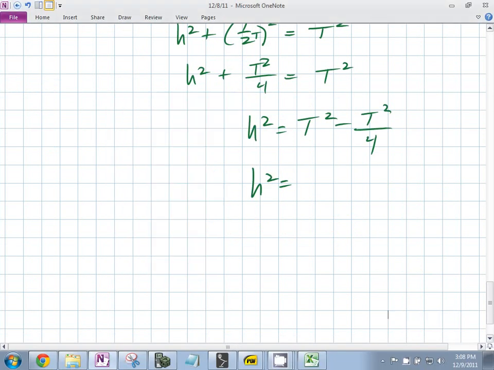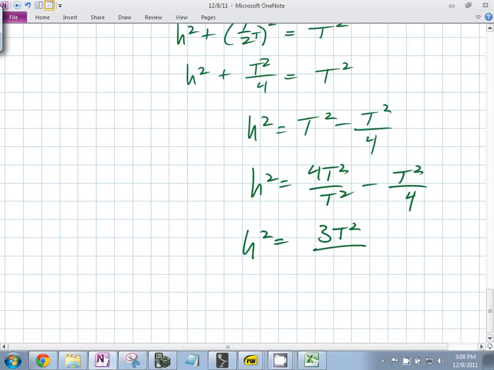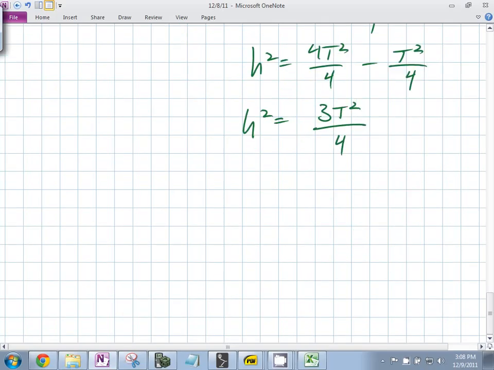h squared is equal to 4t squared over 4 minus t squared over 4. So h squared is equal to how many t squareds on top? 3t squared over 4. We're isolating h, so what do we need to do to both sides? So h is equal to plus or minus the square root of 3t squared over 4. I only want the positive one. Why? Because h is distance, and there's no negative distance. So you get root 3 root t squared over root 4.